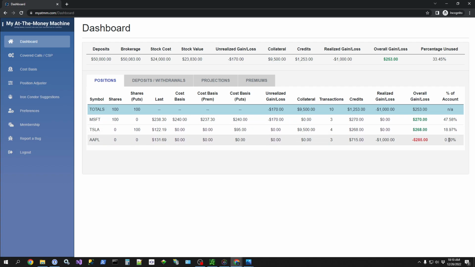I've already explained the percentages. And so, yeah, that's pretty much the gist of the dashboard positions screen.